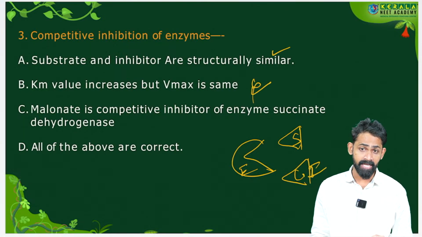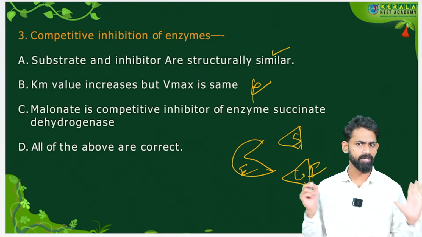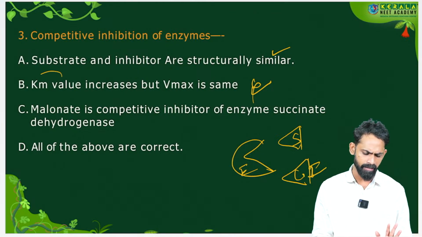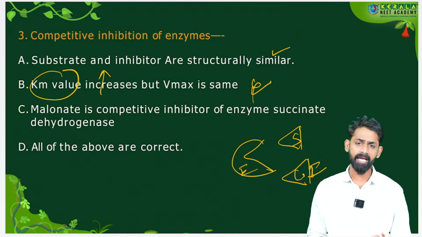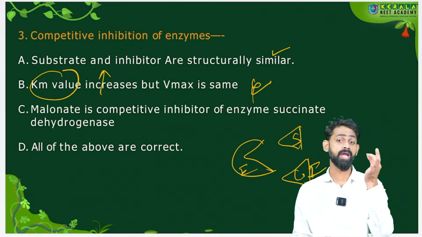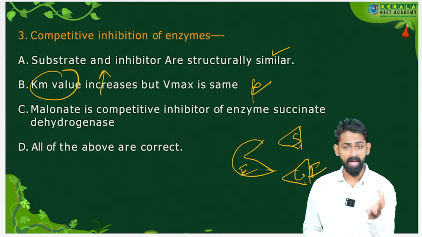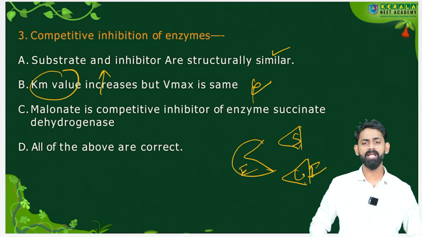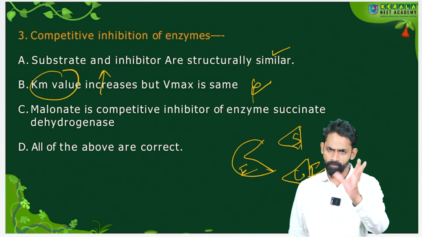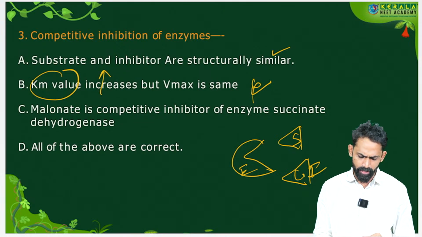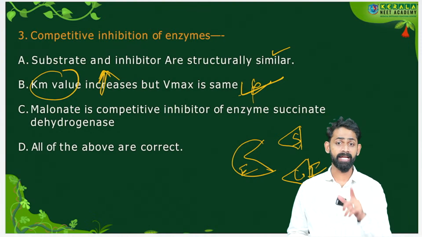This is out of NCERT but has been asked. During competitive inhibition, the Km value increases. Km value is related to substrate concentration. It is a very important term; while you are reading photorespiration, you will come across that area. So the Km value increases, but Vmax remains the same. Correct statement.